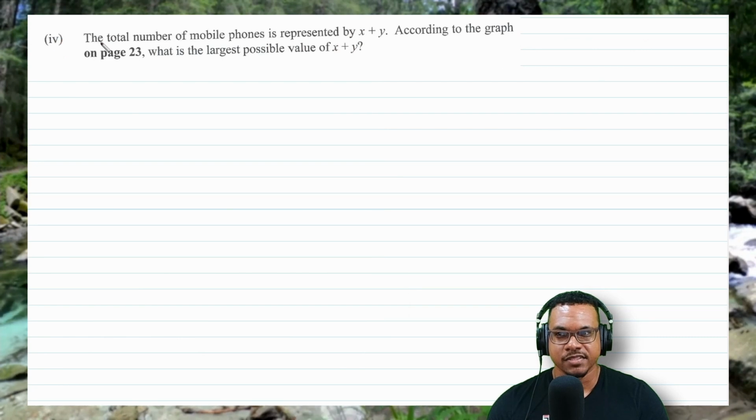So for part 4 here, we're saying that the total number of mobile phones is represented by x plus y. According to the graph, that's the graph that we just drew, what is the largest possible value of x plus y? So we need to go back and look at the graph and see what the coordinates are for the vertices of the polygon.